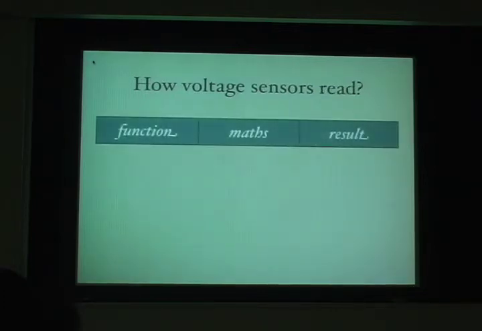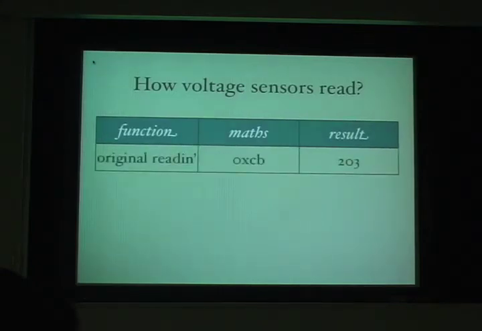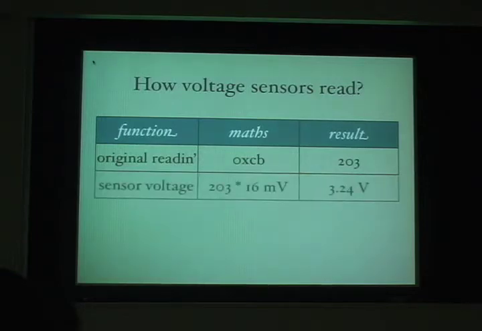And here's an illustration of how this stuff works. So the original reading on the sensor could be, say, 0xCB in fact, or 203 in decimal. And then if we want to get the actual voltage from this register reading, we have to multiply it by 16 millivolts, because we have the scale from 0 to 4 volts. And then the actual reading is 3.24 volts.